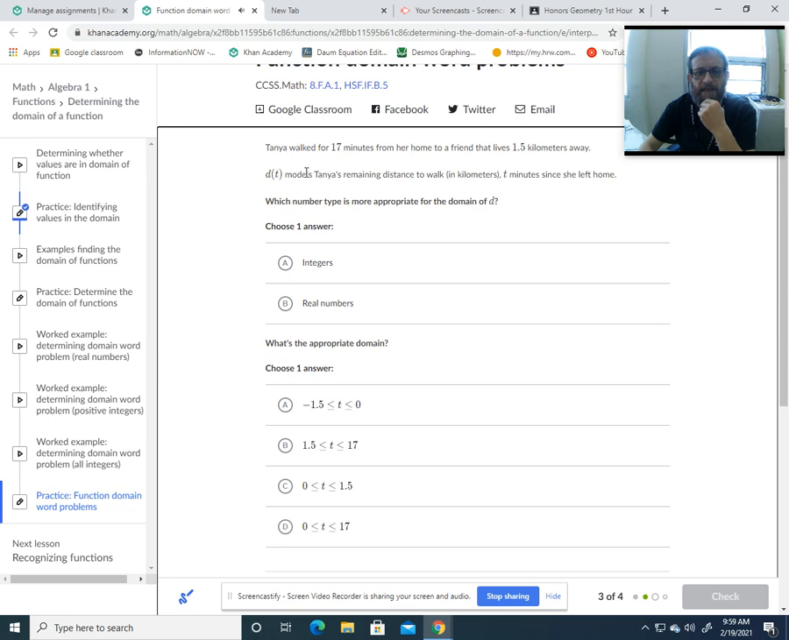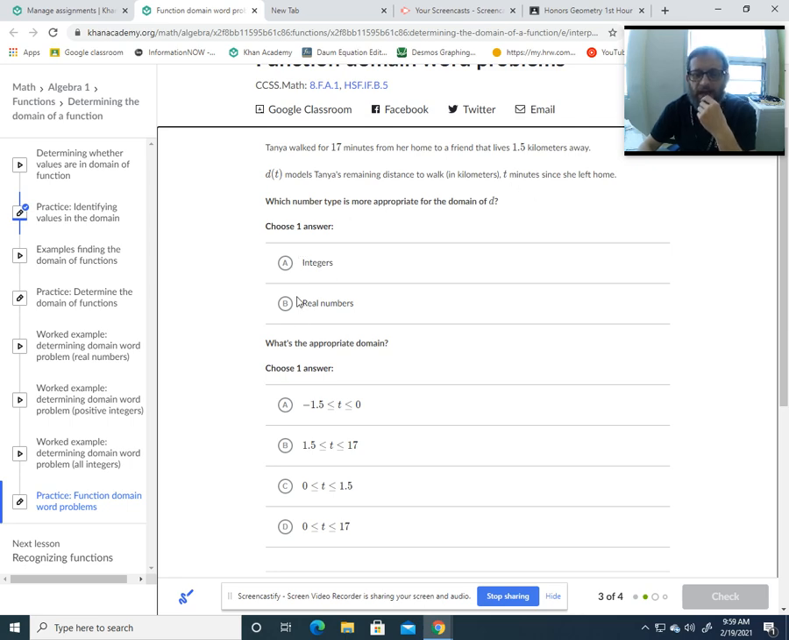All right. Tanya walked for 17 minutes from her home to a friend that lives 1.5 kilometers away. DT models Tanya's remaining distance to walk in kilometers, T minutes since she left her home. What is the type of number appropriate for the domain? Okay, so again, our domain is about the minutes, it's about time.